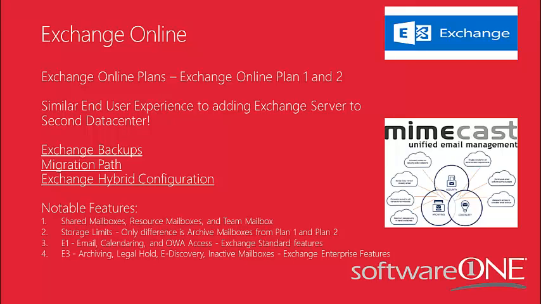We have a lot of features here that are listed, and we can go through this, or we can talk about them later. But as you see, the E1, which is commonly associated with standard features, has the calendaring, the OWA, but the E3 also has archiving, legal hold, e-discovery. The other thing is you have the ability to do shared mailboxes, resource mailboxes. Again, just like your on-premise Exchange is licensed, the cloud version is licensed the same way. You have to have a license to get into it. It doesn't matter how many email boxes you have.